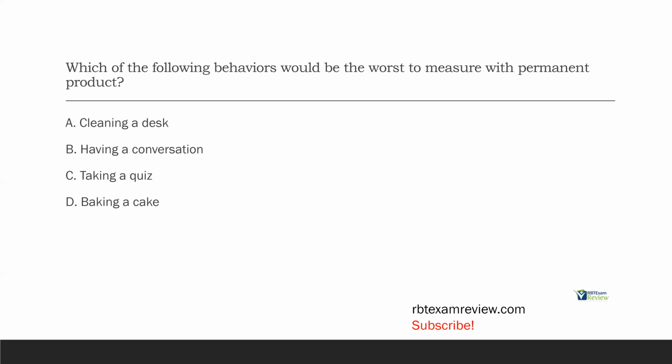So A, cleaning a desk. Can I measure cleaning a desk? Sure. My desk right now is dirty. If I left and my wife cleaned it and I came home, I could measure that permanently.